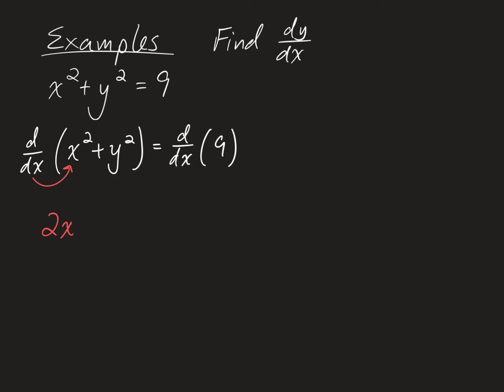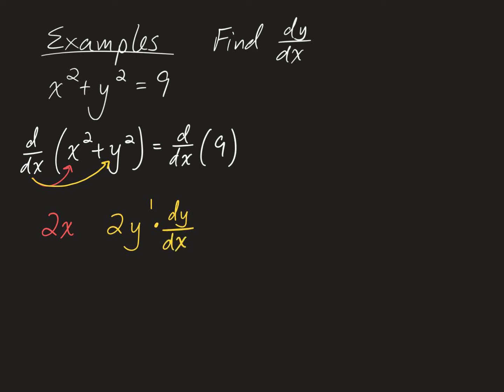But when we move here, we're going to take the derivative of y with respect to a different variable. That means we're going to use the chain rule here. So the outer function is squared, the inner function is y. So we're going to take the derivative of the outer function, leave the inner function alone, and then multiply that by the derivative of the inner function.